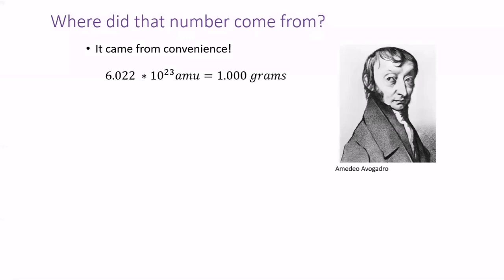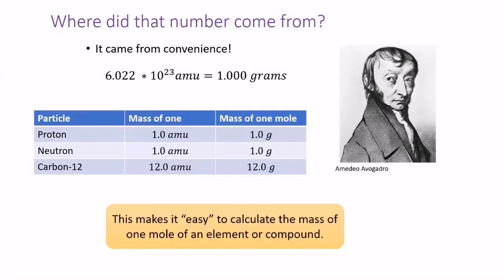The number 1 mole didn't just pop into existence. As I mentioned, it's the conversion between atomic mass units and grams. So, while 1 proton weighs 1 atomic mass unit, 1 mole of protons weighs 1 gram. This makes it easy to use the periodic table to calculate the mass of 1 mole of an element or compound.